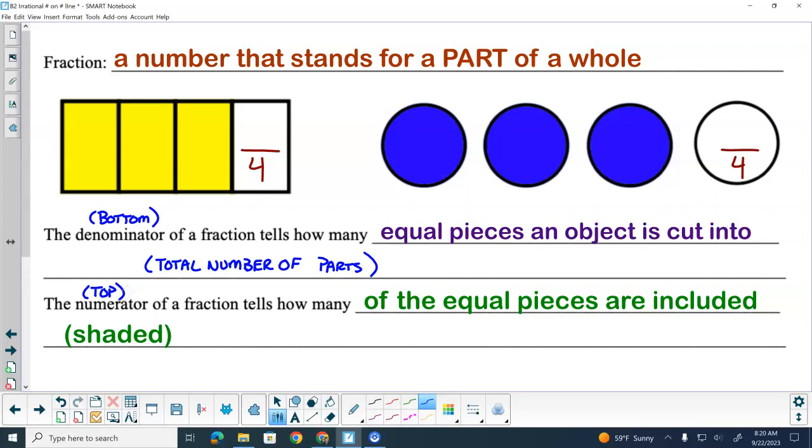So in this case, and I know the shading didn't come through on your note sheet, the top part here, the shaded part, would be 1, 2, 3. So this would be 3/4. Or shaded part 1, 2, 3, this one would also be 3/4. Okay? So the bottom tells you how many total pieces, the top tells you how many pieces you actually have. Okay? Let's put it to work.